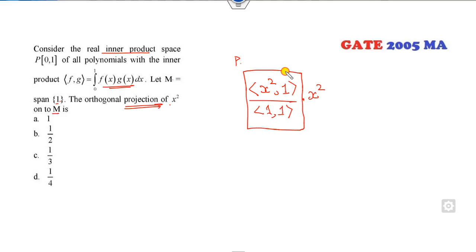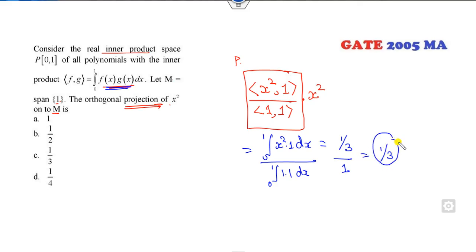So you have to find the projection. That means you have to find this value. What is the inner product of x square with 1? You can start from here. X square into 1, so what is that? It is 1 over 3 divided by the integration of 1 with 1, which is my 1. So the right answer is 1 over 3. Always apply the projection. That is a very, very simple concept.